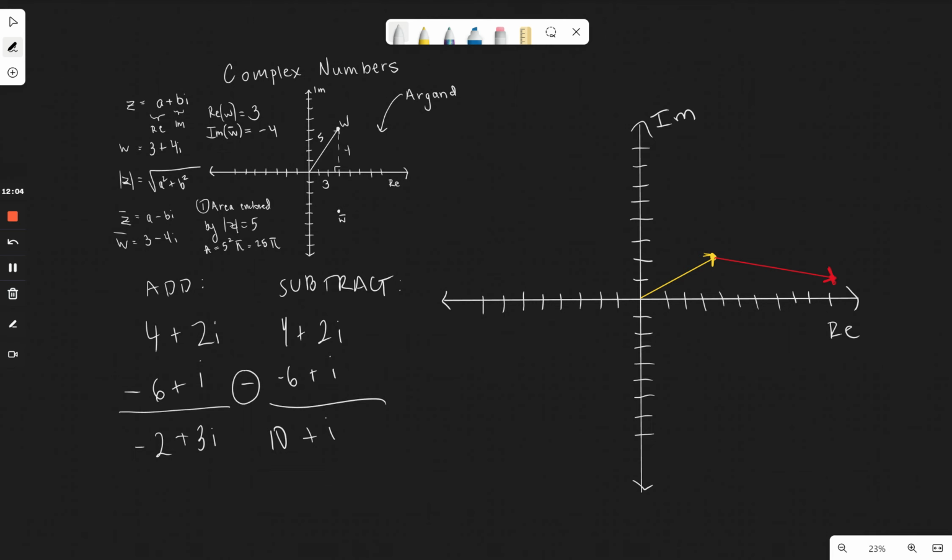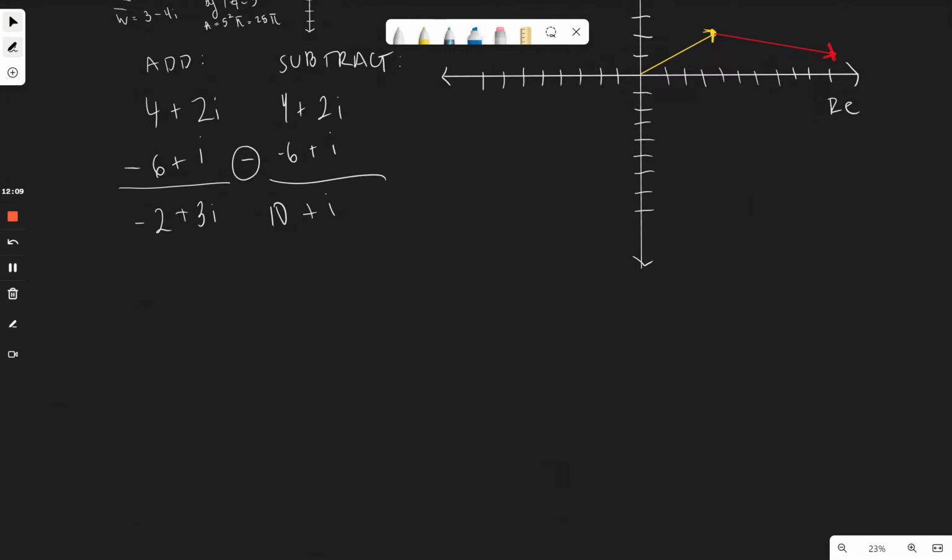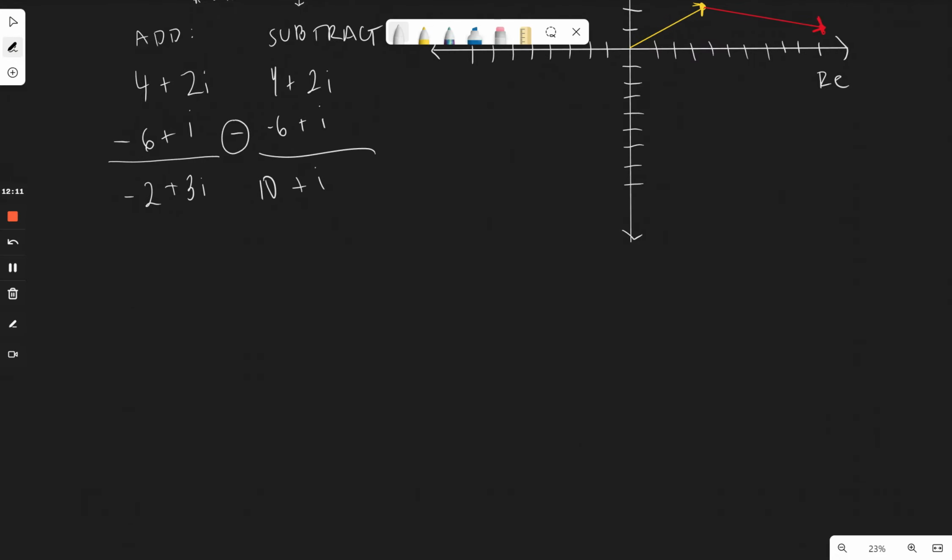And now multiplying imaginary numbers is a little different. This is where it's not like vectors at all, because with vectors we have our dot product and our cross product, and this is just like normal multiplication. So let's say we have 4 plus 2i and then -6 plus i. When you multiply these complex numbers, we're just going to be distributing and multiplying.